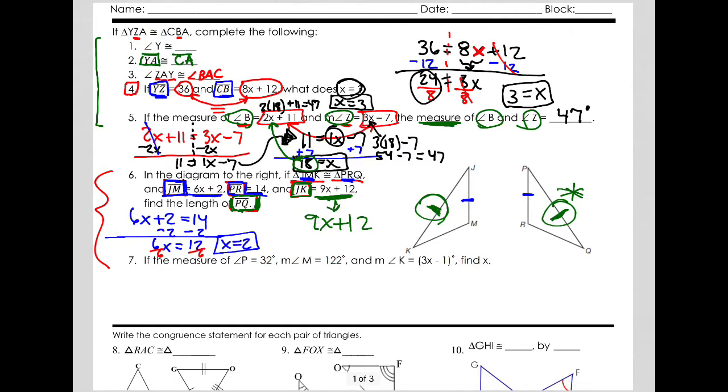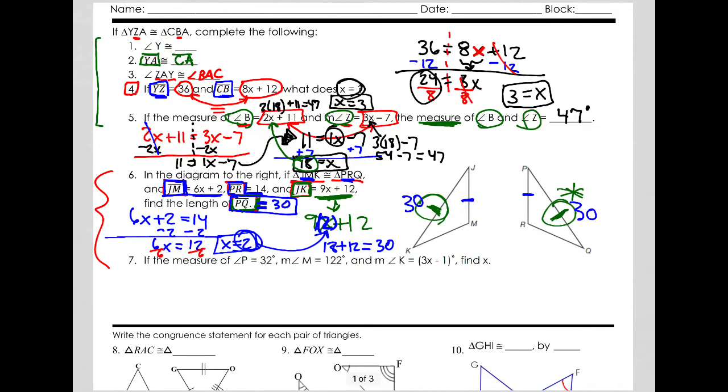But guess what? We now know x. So x is 2, so we could replace x with 2. It's a terrible replacement, but I didn't want to erase. So 9 times 2 is 18. 18 plus 12 equals 30. So now I know that the length of PQ is 30 because JK is 30. So if JK is 30, so is PQ. So the answer to the overall question is that PQ equals 30. And it doesn't tell us whether it's inches or centimeters, so we could just leave it as 30.